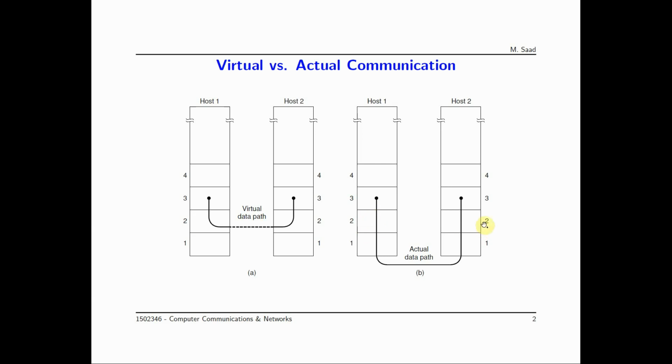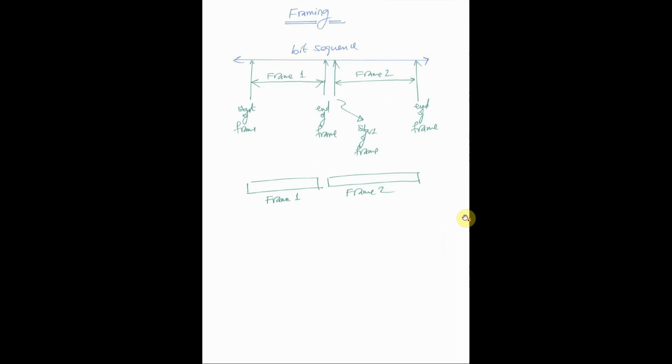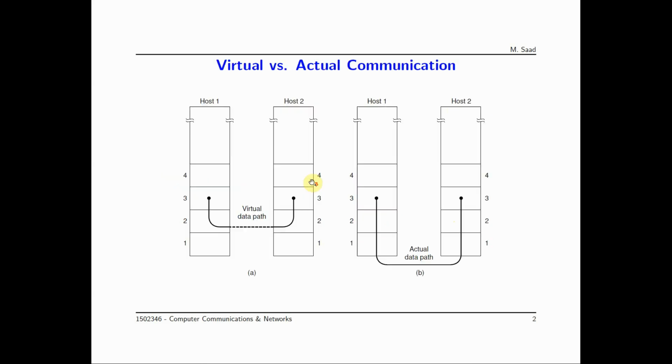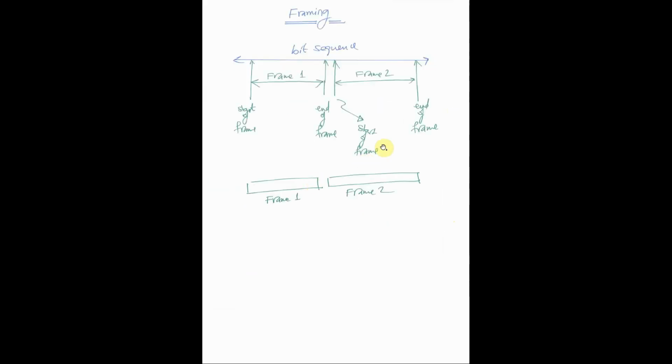In addition to this, it will be able to detect and or correct any errors so the frame arrives correctly. So what is the idea of framing? Framing here, if I go back to our list of topics, is the first job of the data link layer. What do we mean by framing?